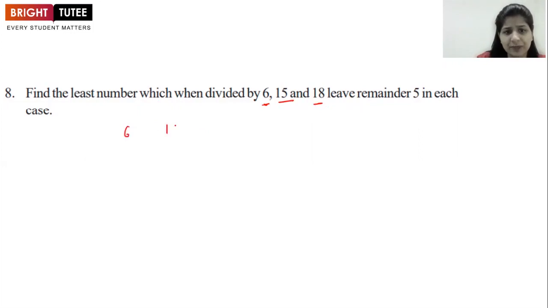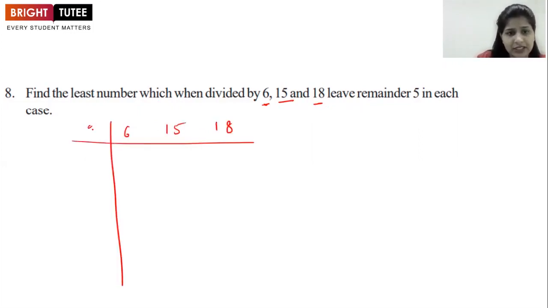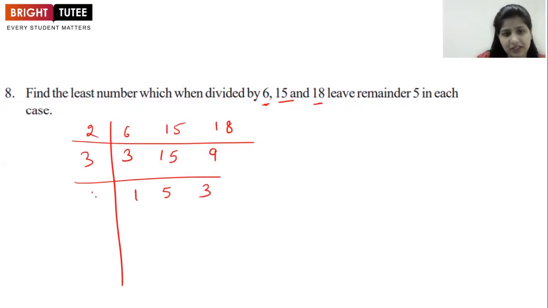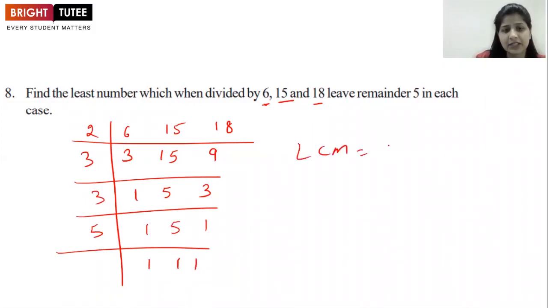So first find that out. 6, 15 and 18. Calculate the LCM. So we'll start with 2: 2 3s are 6, 2 9s are 18. Now with 3: 3 1s are 3, 5s are 5, 3 3s are 3, and again with 3 we'll get 1. Then with 5. So the LCM is 2 into 3 into 3 into 5.